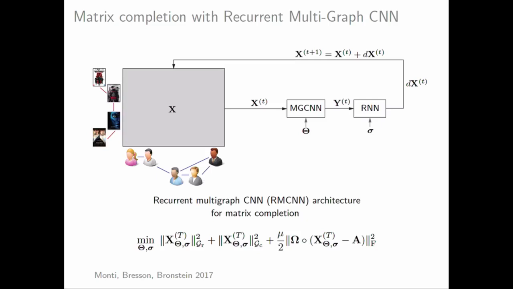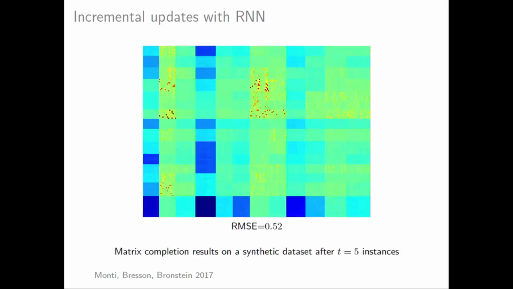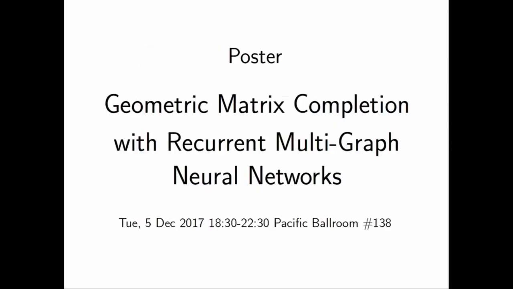So overall, this construction of multigraph CNN allows us to extract spatial features from this matrix, and we can come up with a sequence of updates that change the score matrix based on these features, for example, involving a recurrent neural network. I will not go into details. You can actually see a poster that will be presented on Tuesday that describes this approach in detail.